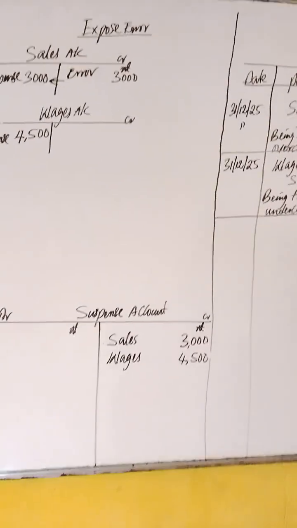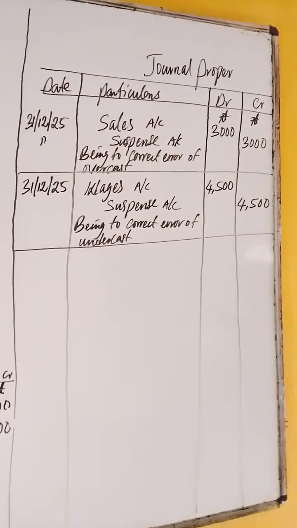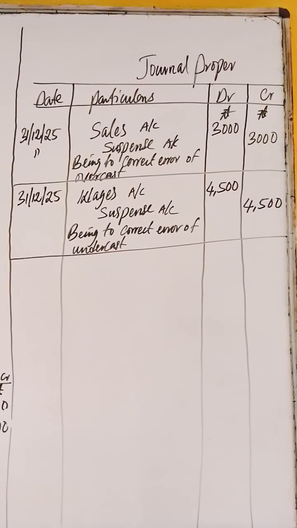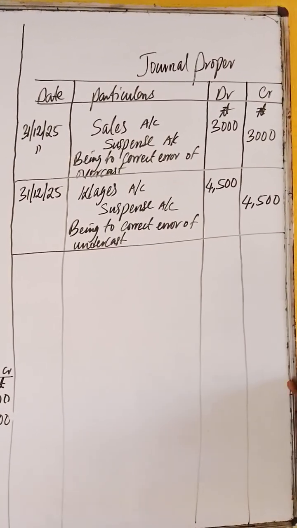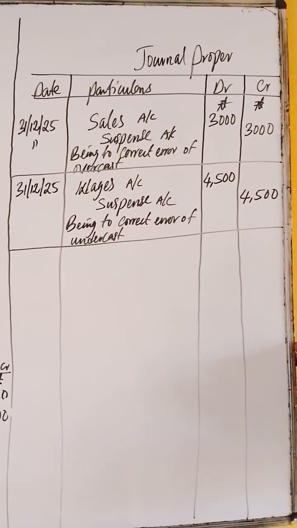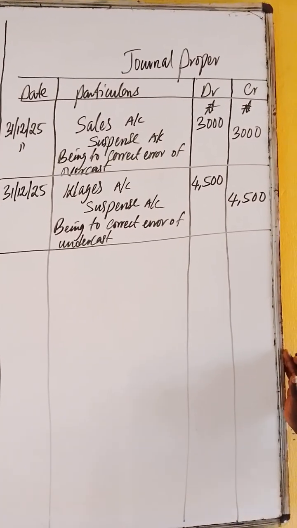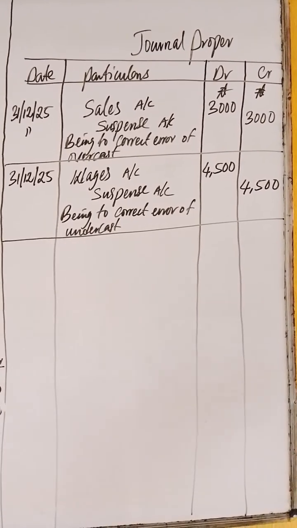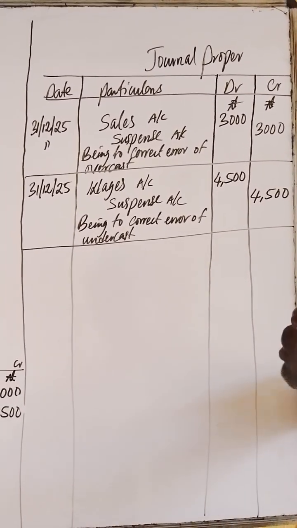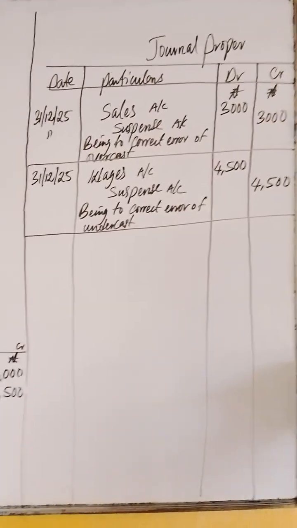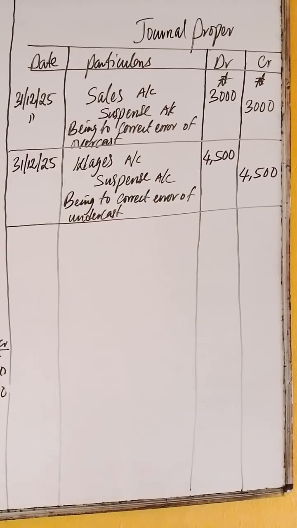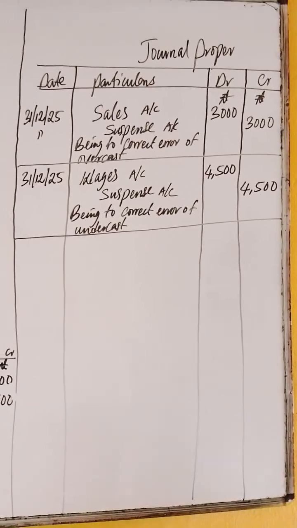Let's now look at the journal proper. The journal proper is the main account that is used for correction of errors. Anytime errors are being corrected, there's no other account but the journal proper and the suspense account, as you can see. Let's look at the journal proper. You know that it's a book of account used for recording all transactions that are not suitable in the other books of original entry. It is also used for correction of errors.